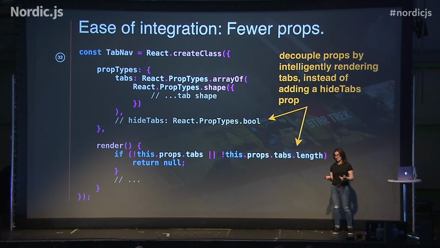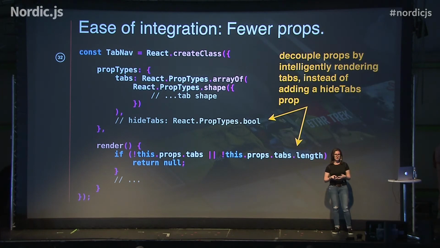One way to do this, obviously, would be to add a hide tabs prop, which would toggle whether or not the tabs show up. But I argue instead that the component should take the responsibility to intelligently render the tabs. So what I mean by that is if we have no tabs prop, or if our tabs array is 0, we just don't render anything at all.